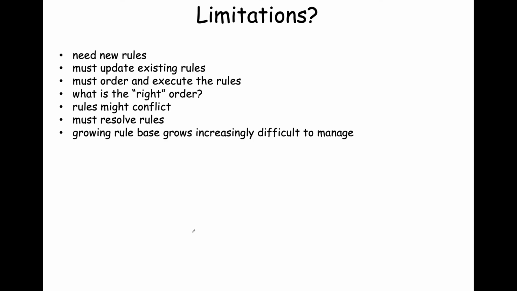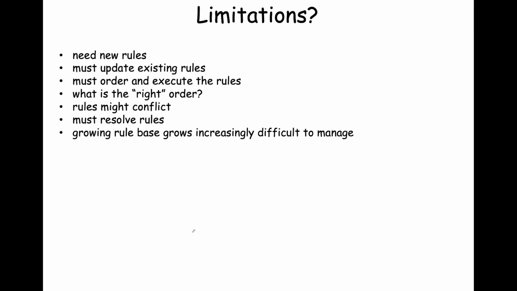Okay. And so are there any limitations with this? Well, we said SpamAssassin relies on these rules. What happens when you need new rules? You also have to update the existing rules because maybe the types of words that spammers use will change. You also have to order the rules. Which rule do you run first, which do you run second, when you execute them?